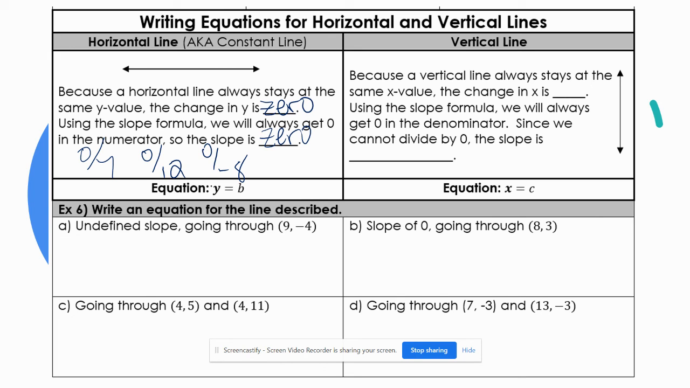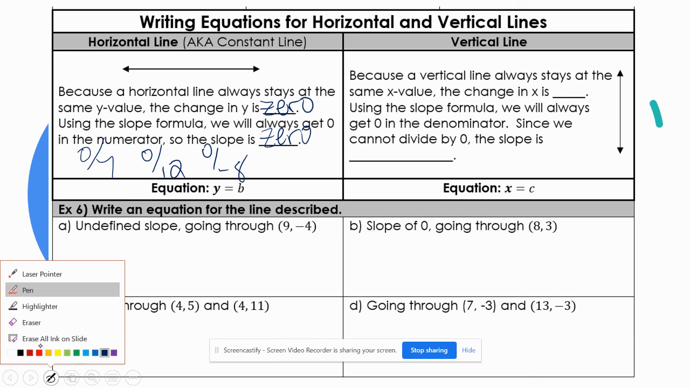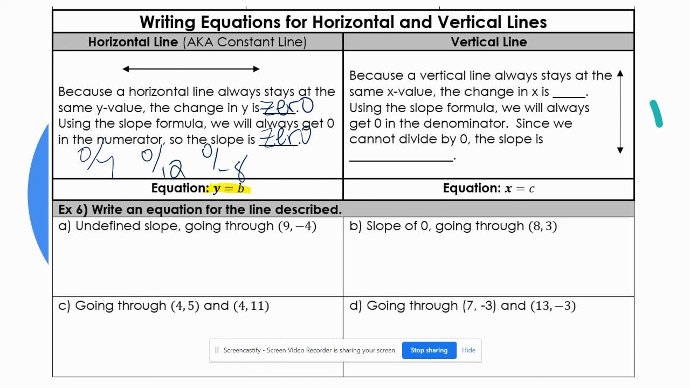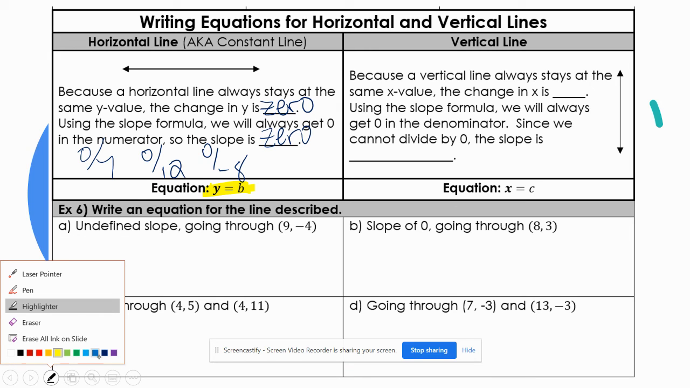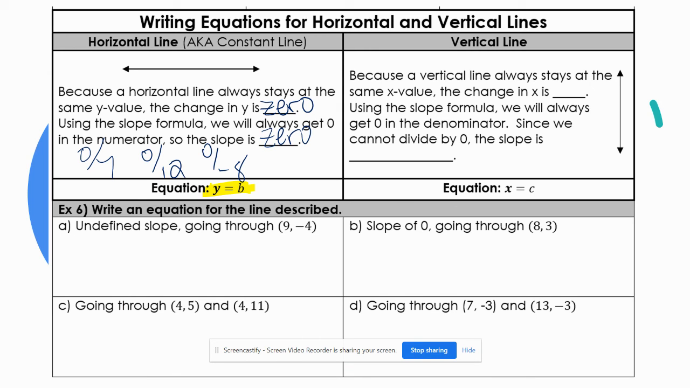That equation, you might want to take a highlighter here. That equation is y is equal to b. B is the y-intercept, or whatever the y value is of your ordered pair. So let's say that your ordered pair was 4, negative 2, and you knew that it was 0 slope. Then your equation would be y is equal to negative 2.